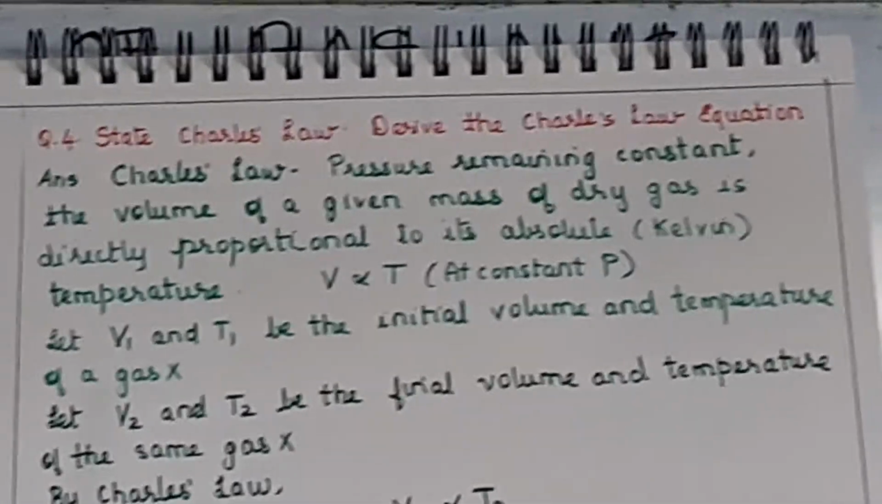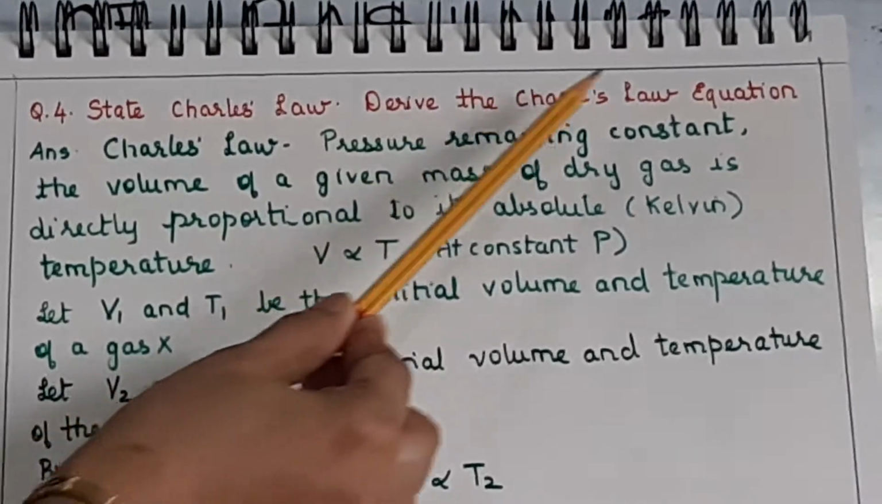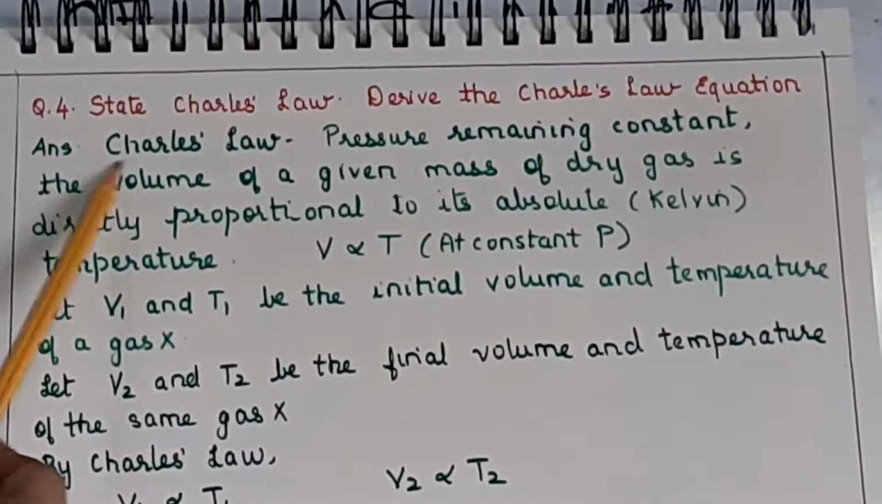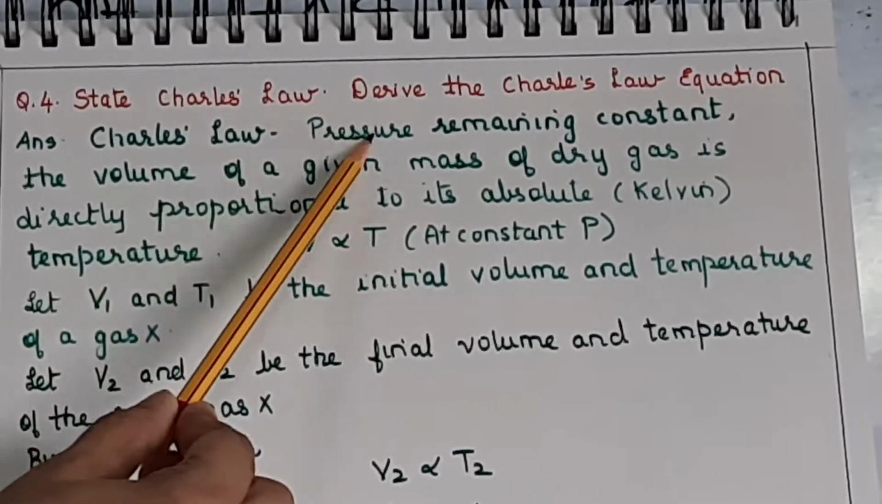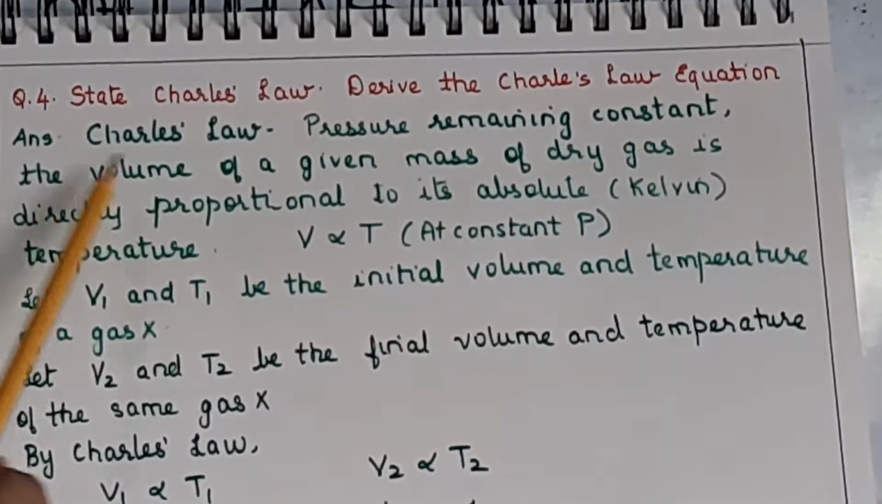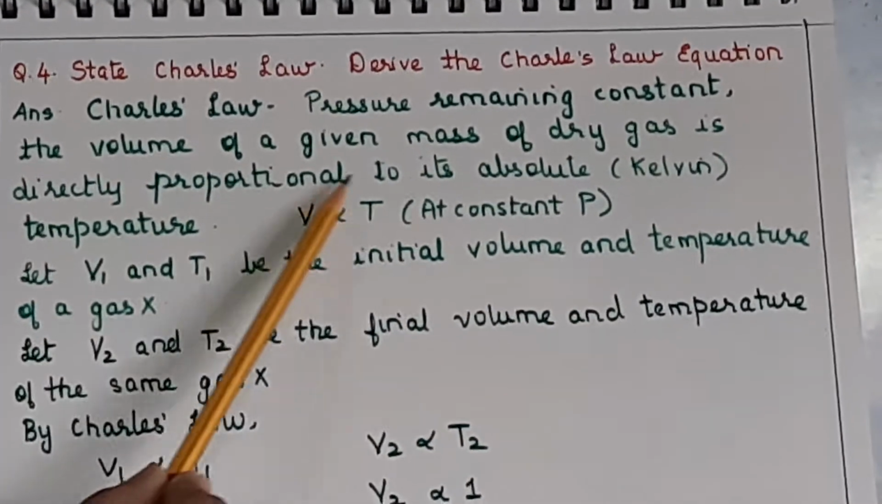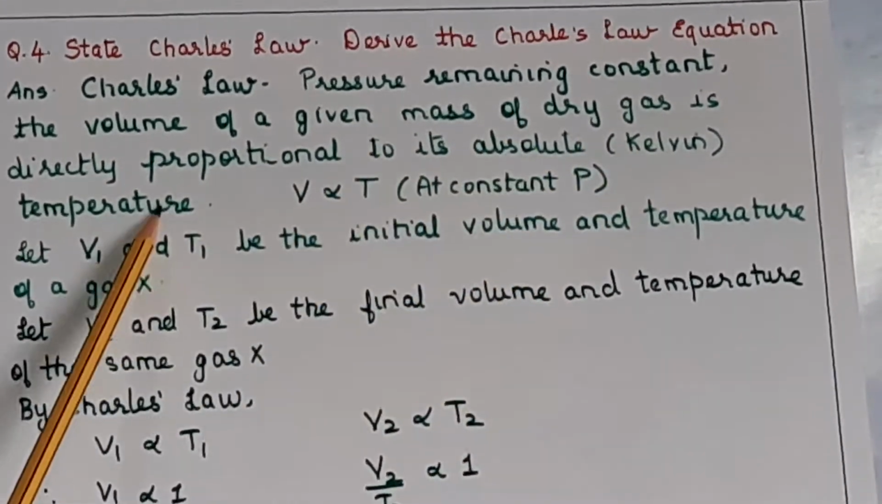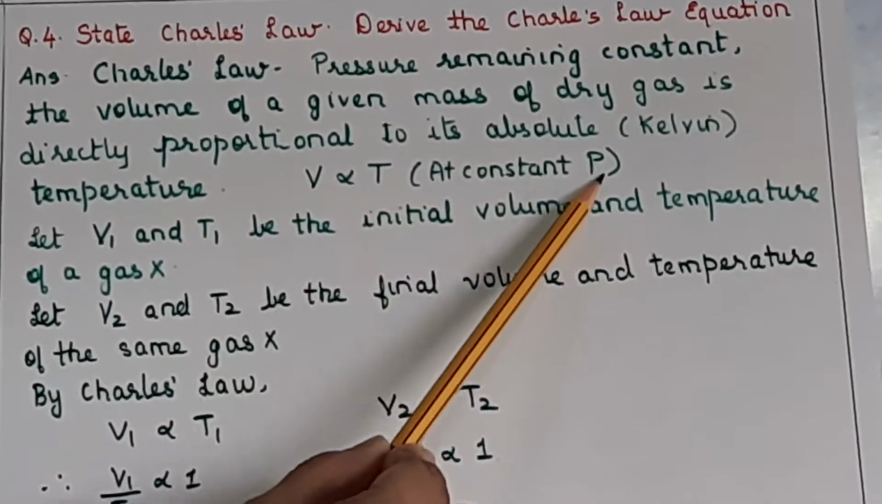Okay. Now continuing with our questions. Next question is state Charles' law and derive the Charles' law equation. Now Charles' law, just now we discussed that, so that statement is important. Pressure remaining constant, the volume of a given mass of dry gas is directly proportional to its absolute, that is the Kelvin temperature. So V is directly proportional to T, at constant P.